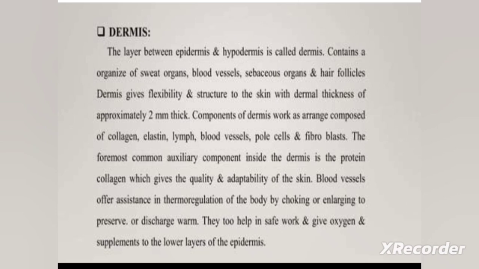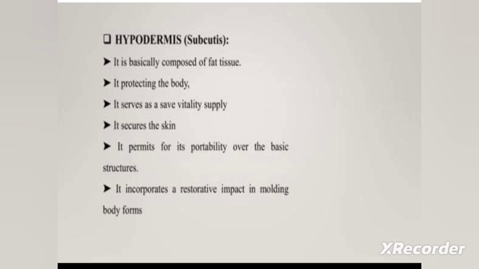skin. Blood vessels offer assistance in the thermoregulation of the body by constricting or enlarging to preserve or discharge warmth. They also help in immune work and give oxygen and supplements to the lower layer of the epidermis. Next is hypodermis.